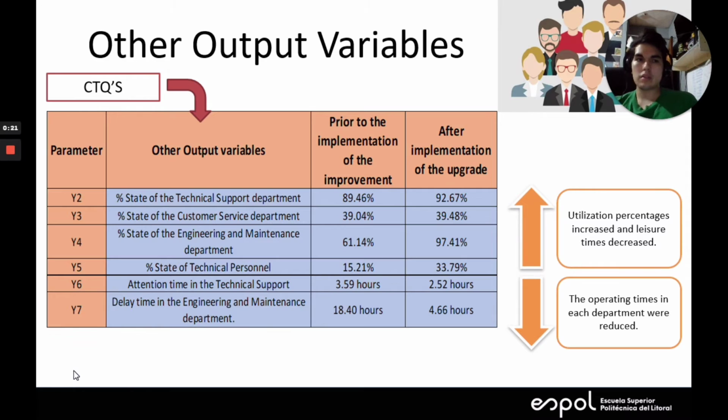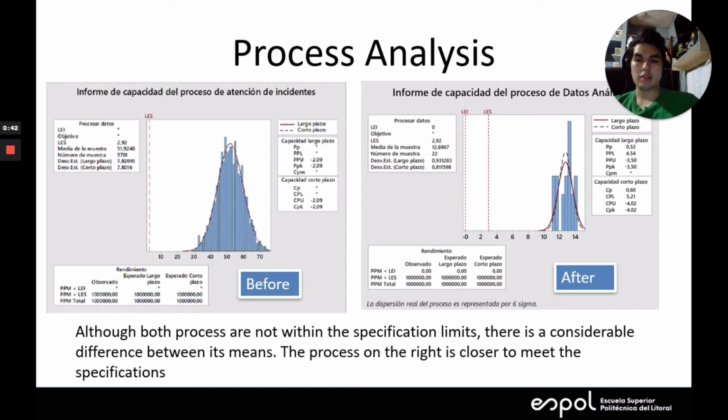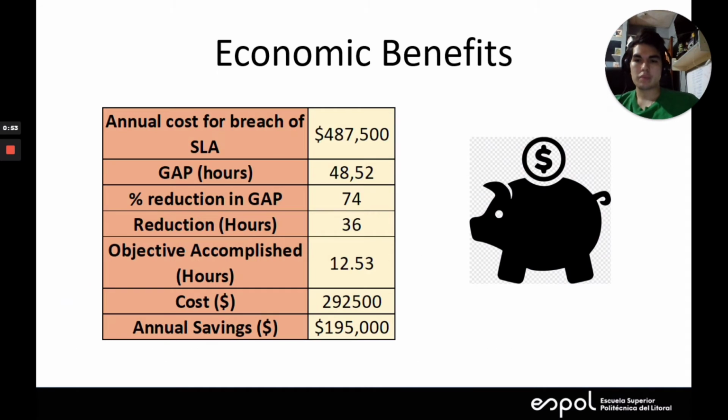Next we did a process analysis where we compared the process before and after the implementation. We did a control chart before and after the implementation and compared them, obtaining that although both processes are under control, the process on the right has a way lower mean. Also, we did a capability test where we can see that both processes are not fulfilling the specification limits, but the process on the right is closer to meeting the expectations.